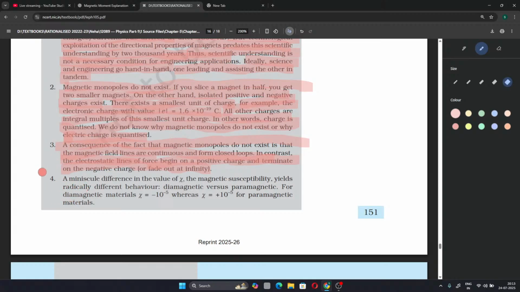A minuscule difference in the value of chi, the magnetic susceptibility, yields radically different behavior, diamagnetic versus paramagnetic. Paramagnetic chi is positive, from 0 to 1, and diamagnetic is from -1 to 0. For diamagnetic materials, chi is minus 10 power 5, whereas chi is plus 10 power 5 for paramagnetic materials.